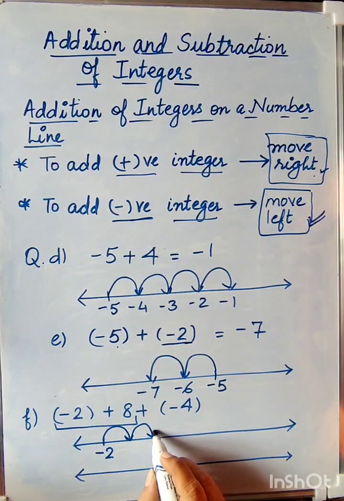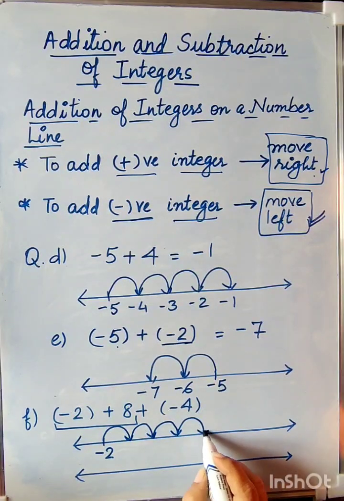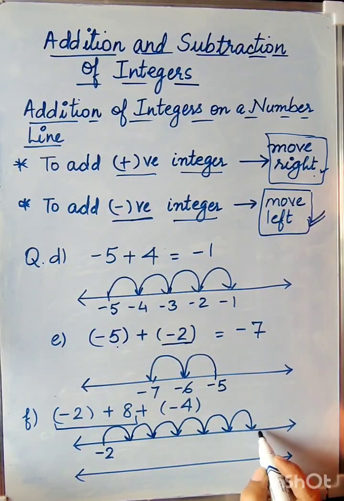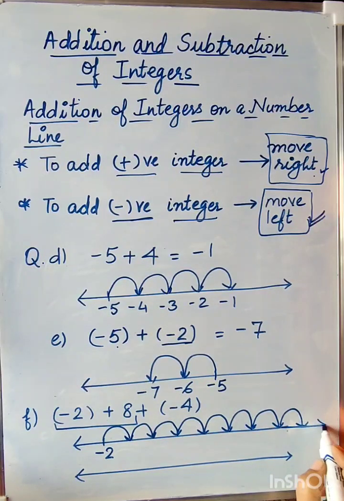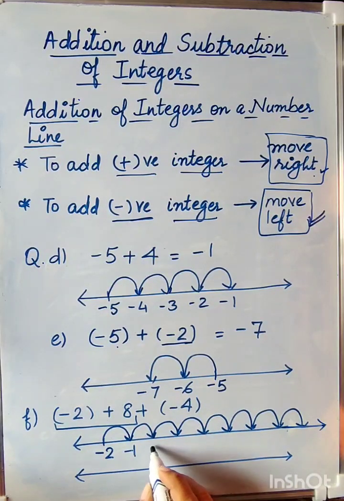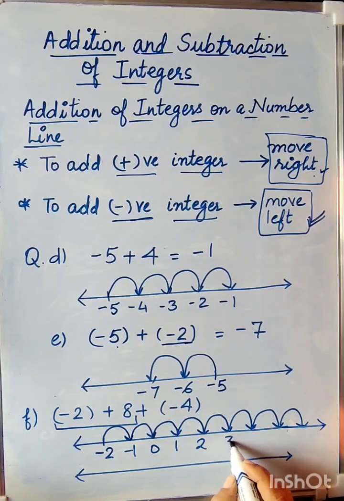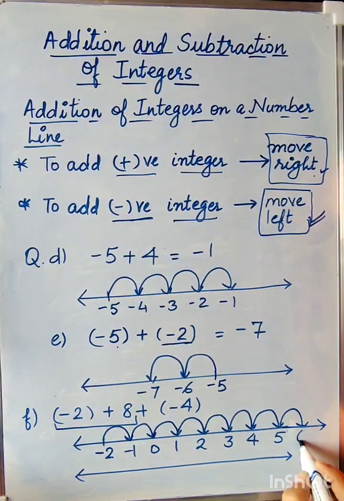On the right, 1, 2, 3, 4, 5, 6, 7 and 8. So this will be minus 1, 0, 1, 2, 3, 4, 5, 6. So we have reached the point 6.